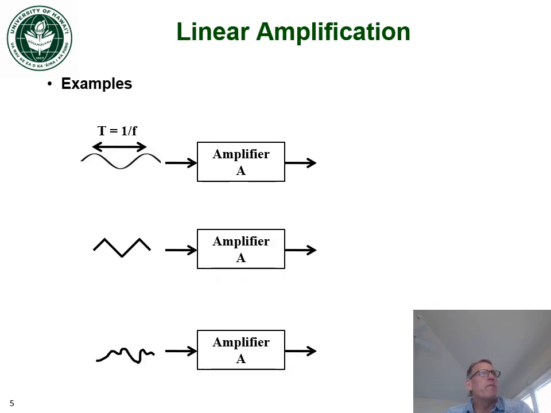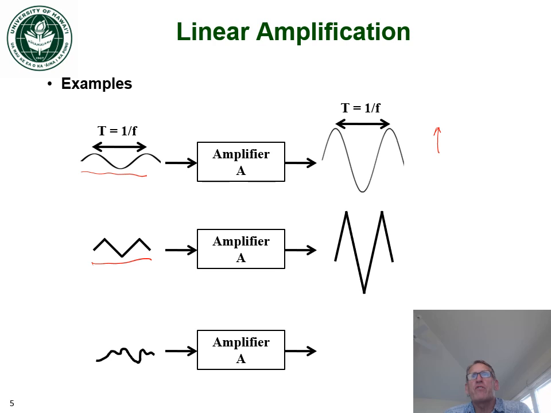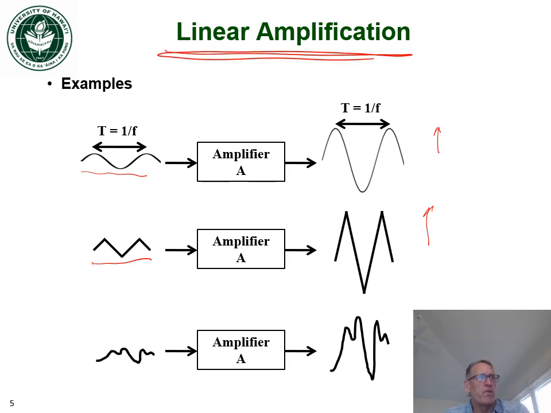All right, let me give you some examples of linear amplification. In this case, we have a sinusoid coming in, and the output will look just like a scaled version. Again, the frequency doesn't change, but the amplitude of the sinusoid does change. Another example would be a triangle wave. Again, the period of the triangle wave doesn't change, just the amplitude. And finally, if we have some random signal coming in, it's the amplitude of the random signal going out that changes if we have linear amplification, and that is no distortion to our signals.